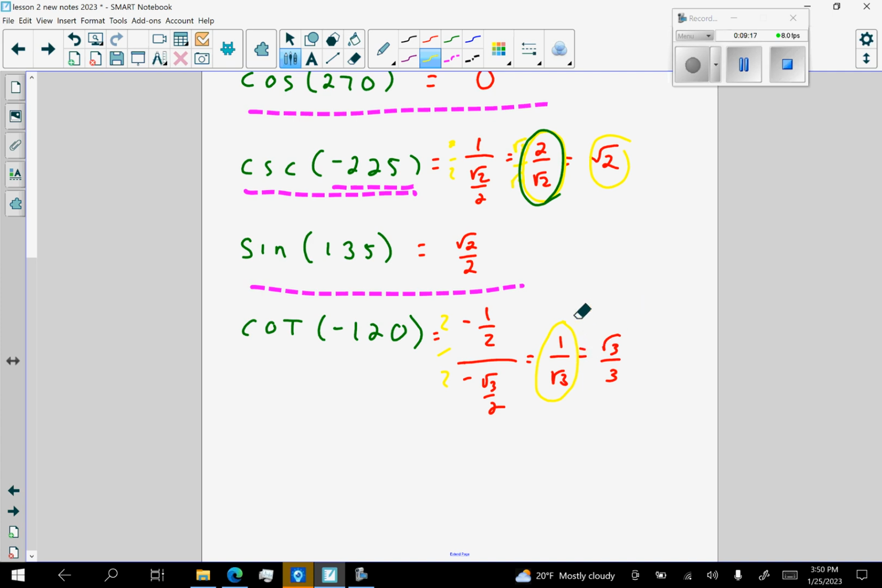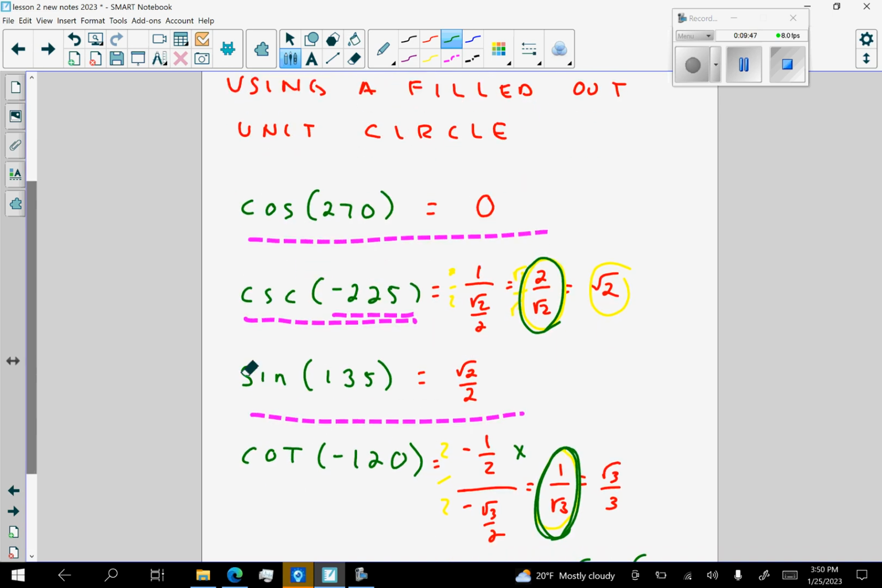If you want to leave it as 1 over square root of 3, you can. You can simplify that by multiplying top and bottom by square root of 3, if you want to. And then this is going to be square root of 3 over 3. You want to simplify to a single fraction. So you'll have 4 or 5 questions over finding the trigonometric ratios of specific special angles given on a filled out unit circle. That will be set A.